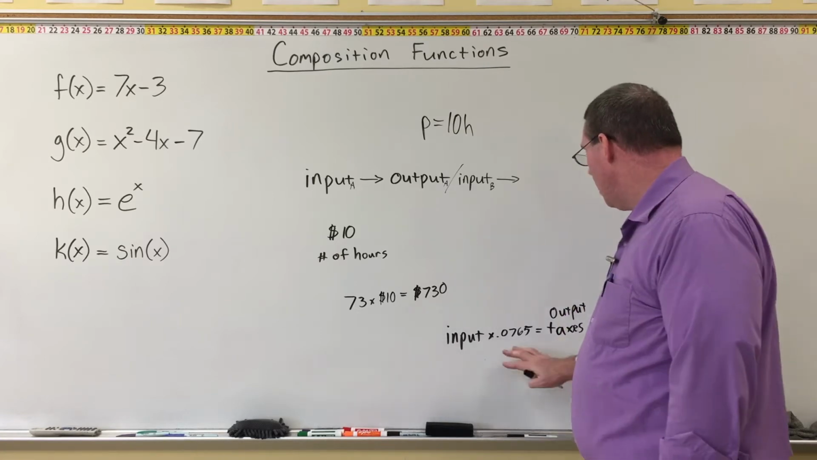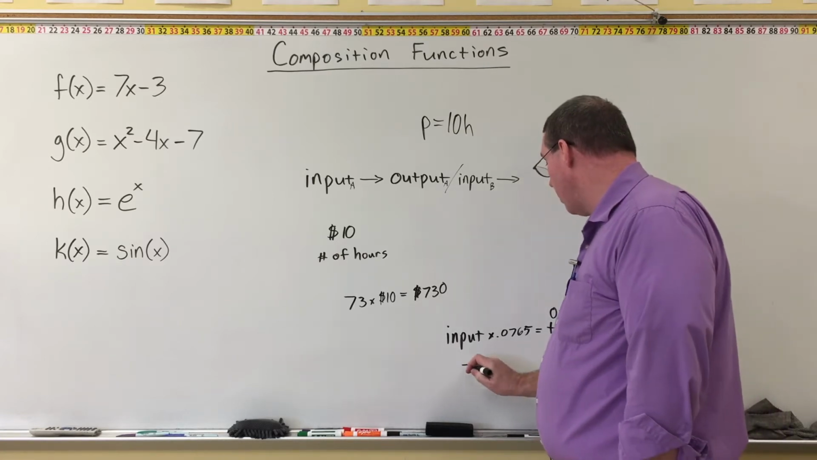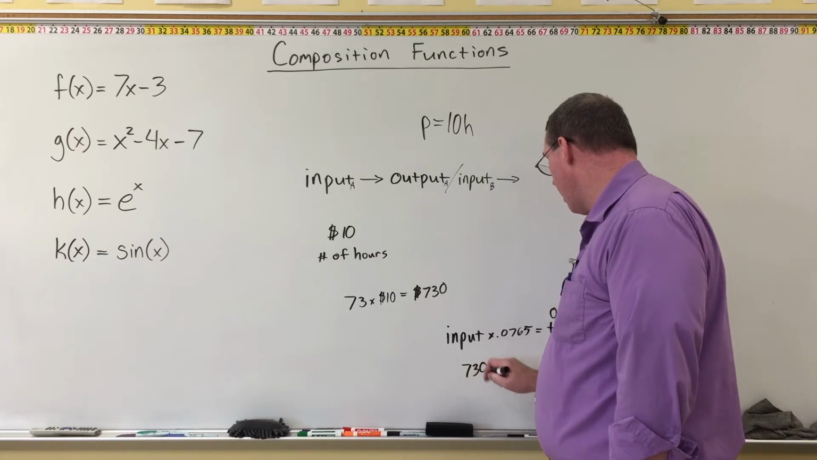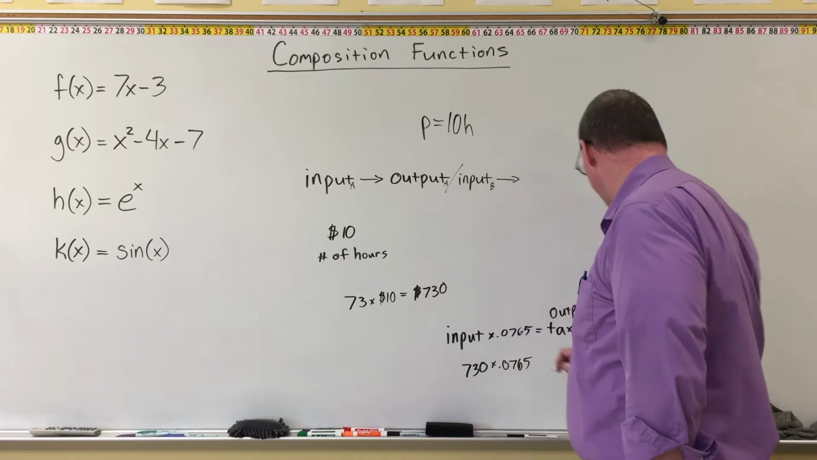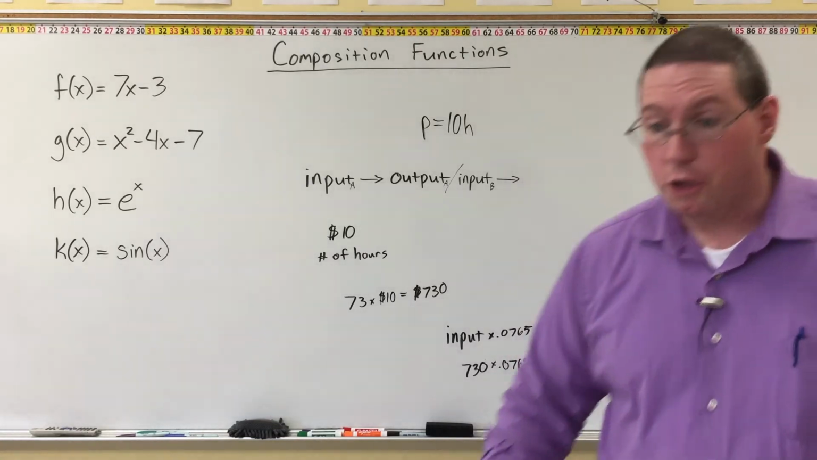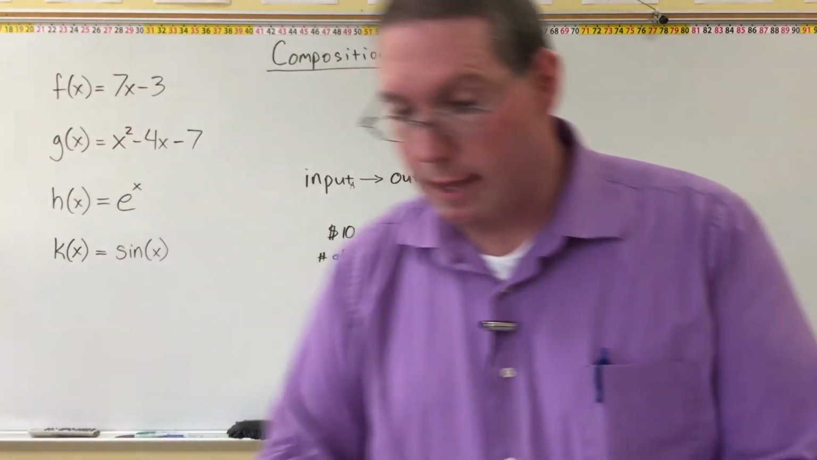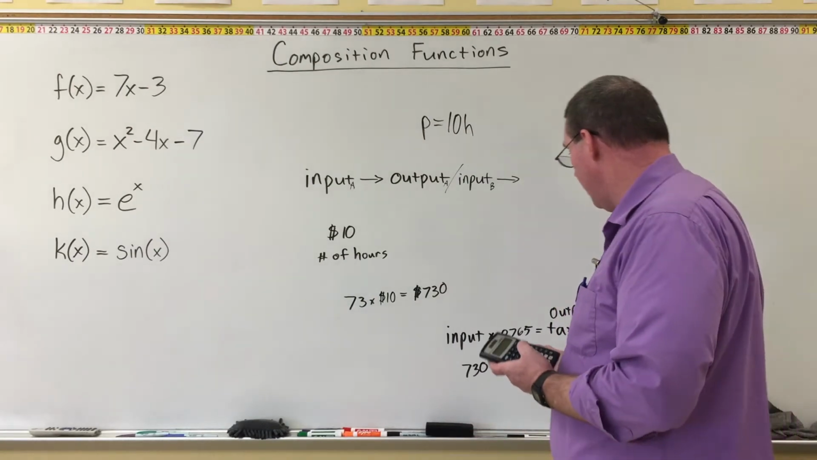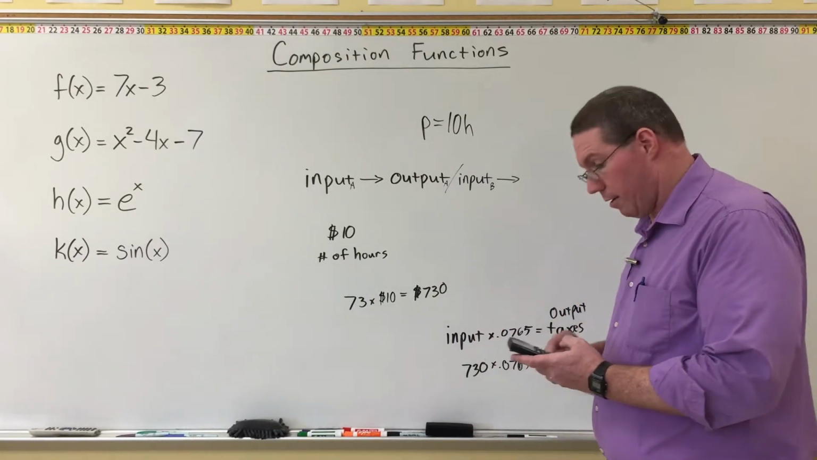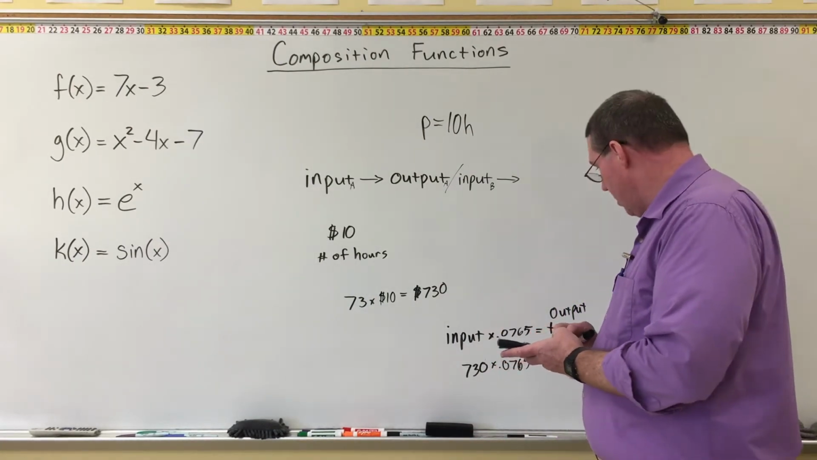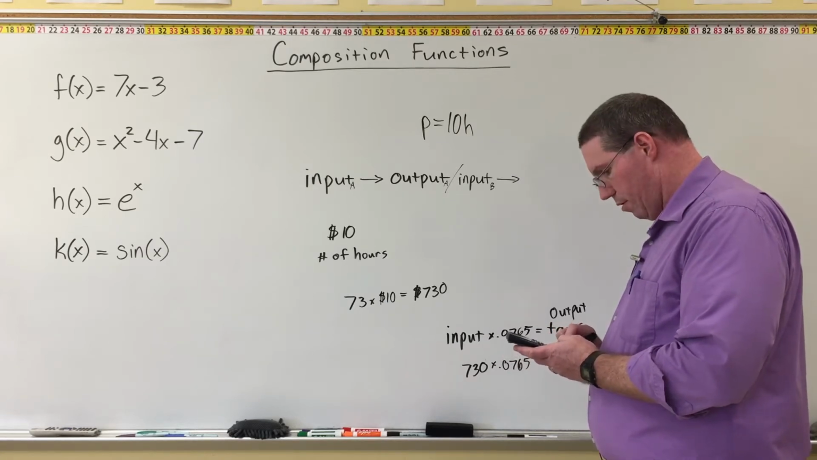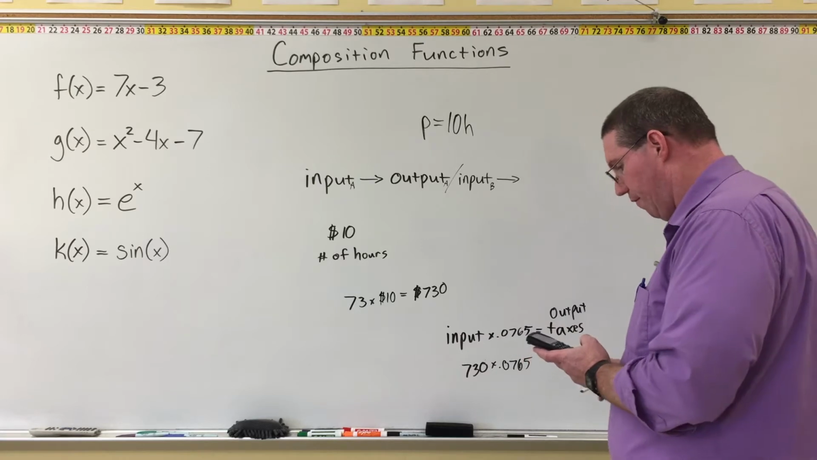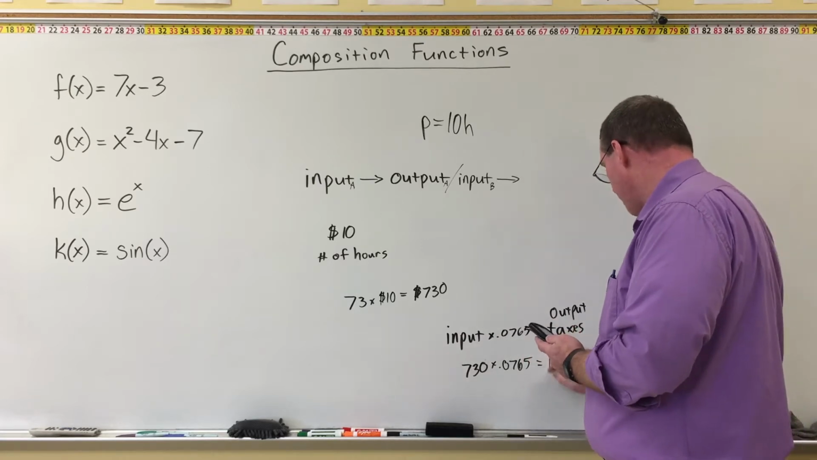If you multiply your $730 times 0.0765, this tells you how much you are going to have to pay in Social Security tax and Medicare tax. So 730 times 0.0765 is going to be $55.85.